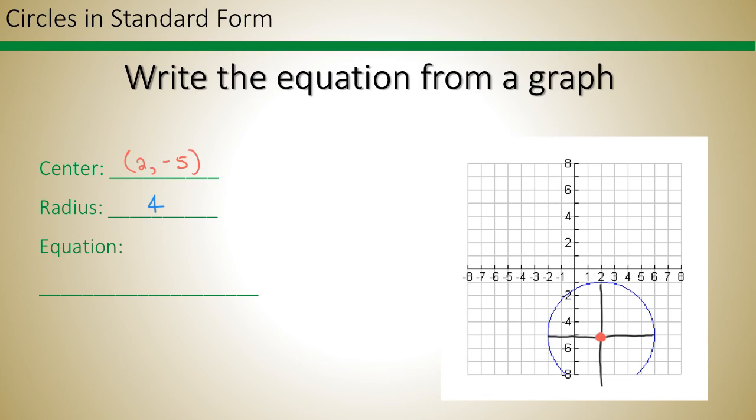Since I have the center and the radius, I can create the equation. The equation is going to be this: x minus 2 squared plus y plus 5 squared is equal to 16. So that would be our equation, okay?